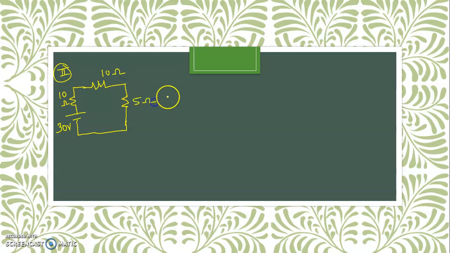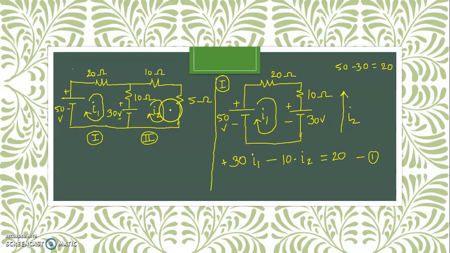So now consider loop number 2. 10 ohm, 5 ohm, 10 ohm and a voltage source. The value of this voltage is 30 volt. Value of this resistance is 10 ohm, right? Value of this resistance is 10 ohm. Value of this resistance is 5 ohm. Let us cross verify once again. Yes, 10, 10, 5 and 30, right?